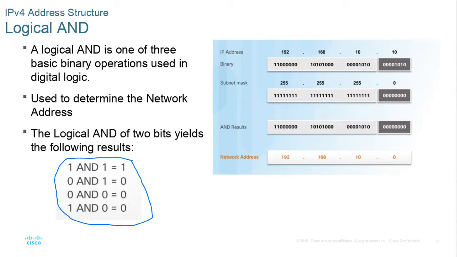You have to be able to determine that 1 times 1 is 1, and anything times 0 is 0. So anywhere that's 1, that means that's the network portion of the address, and anywhere it's 0, it means that's the host portion of the address.